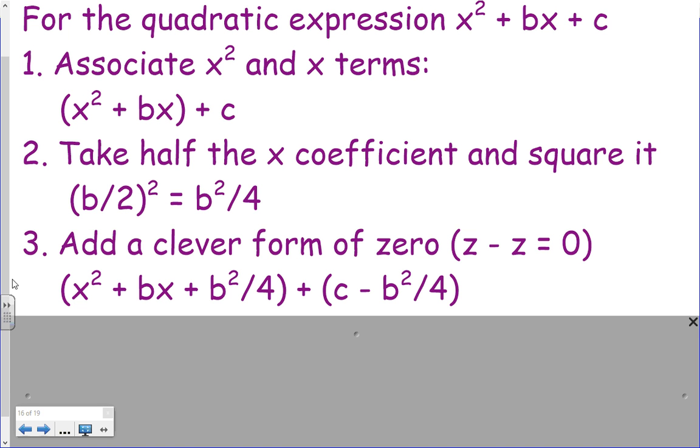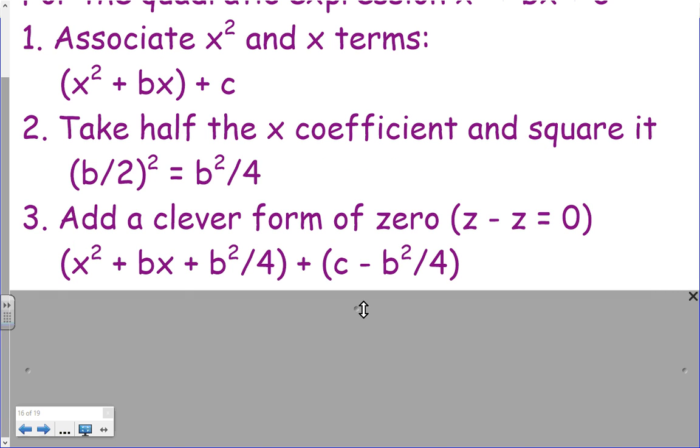So this value that we calculated in the previous step, b squared over 4, I've got to add that in, associated with the x squared and the x term. So it's x squared plus bx plus b squared over 4. Of course, when I add that in, I've changed the expression, so I better subtract it back out. That's my clever form of 0. So with the c term, I'm subtracting out the b squared over 4. And now the first part of this is a perfect square.